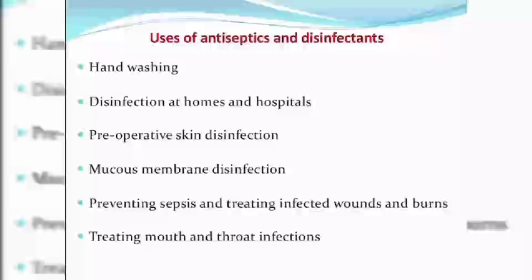Now, let us see what are the uses of antiseptics and disinfectants. The first use is hand washing. Chlorhexidine gluconate and povidone iodine solutions are often used in hand scrubs and hand rubs in hospital settings.